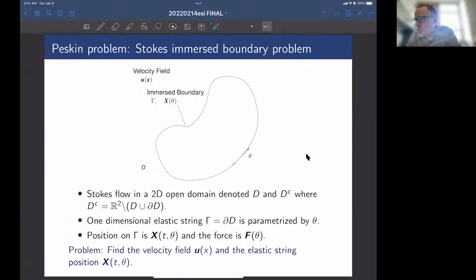Okay, so the Peskin problem, which has previously typically been called the Stokes immersed boundary problem, takes the form that I'm showing you here. You have a boundary, and say the domain is outside, and the domain inside is the complement, which is like R2 not including the domain or its boundary. So you have an open domain denoted D and D complement, and you have a velocity field U. The boundary is gamma, and the points on the boundary are parameterized by X. The position is parameterized by this capital X, which is a vector, and it's a function of t and theta.